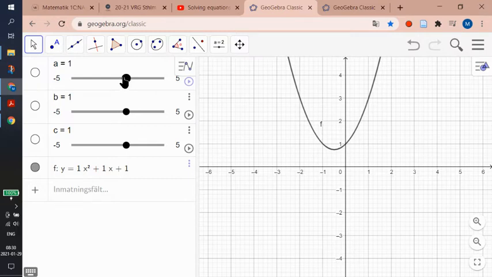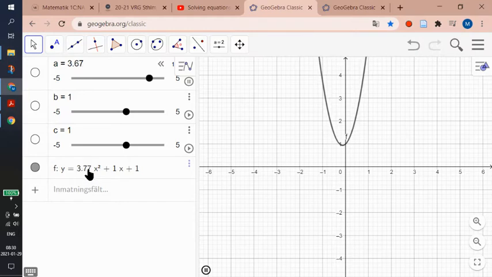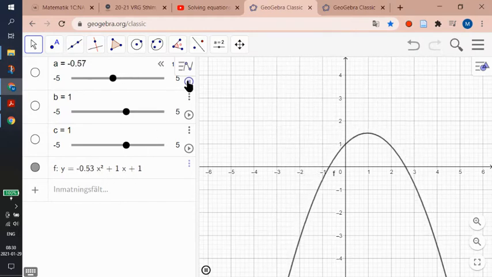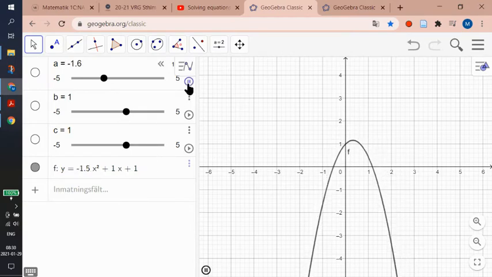So if we just hit play here, it shows an animation in which the value of a is changing. It's showing the graph here. If I just press pause, then the graph on the screen right now is the graph of negative 0.93 x squared plus x plus 1.